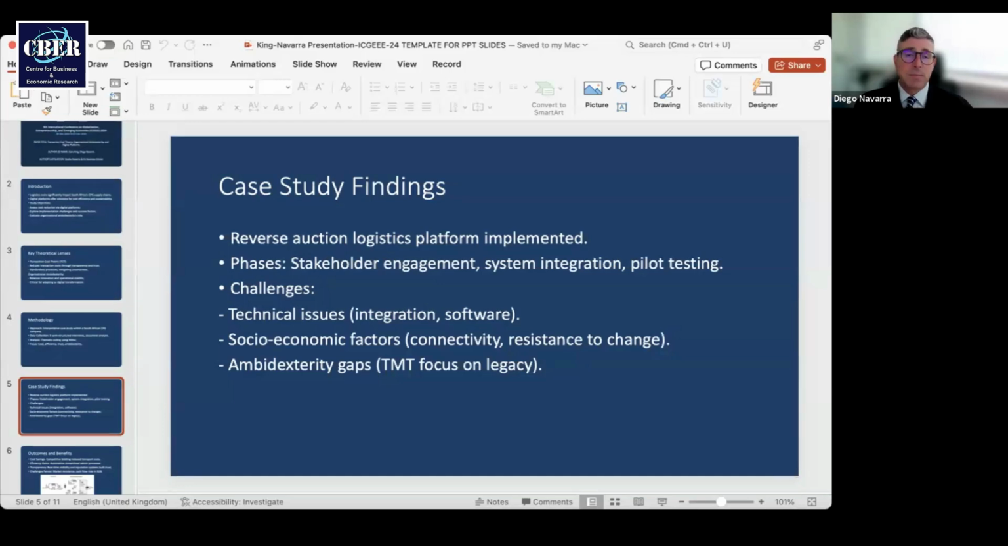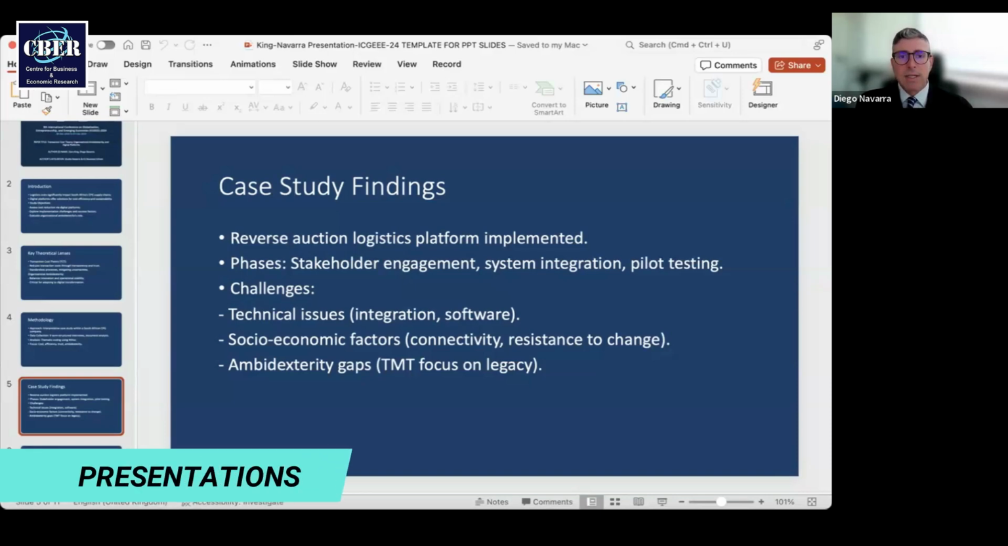But there were some complexities involved as well. One of these was system integration. It was very difficult, at the beginning at least, to connect the ERP system used by this company with a new digital platform. And there was a lot of coordination that had to take place between the IT department of the company and the platform provider.